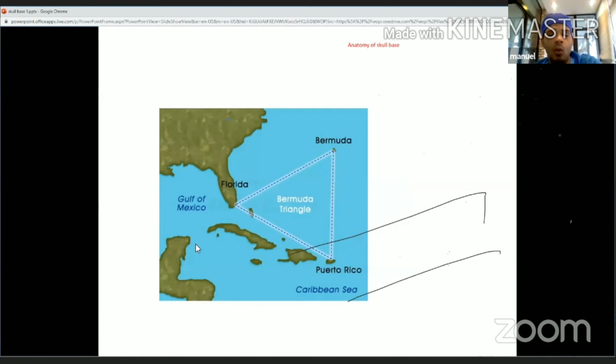The triangles we wish would be like that, but reality is like that. Okay. So why like Bermuda triangles? It's because it's very narrow. Everybody can get lost in that area, and it's very dangerous.